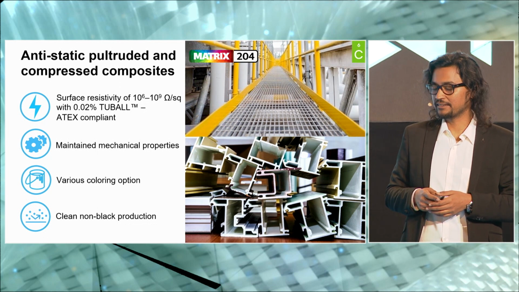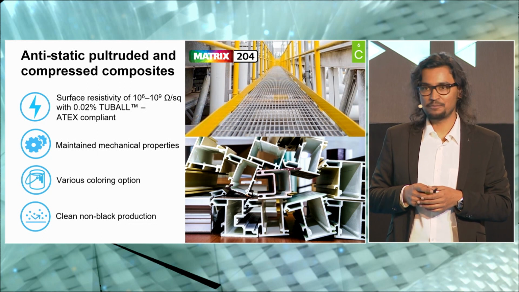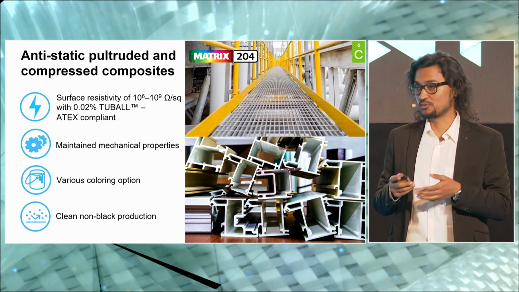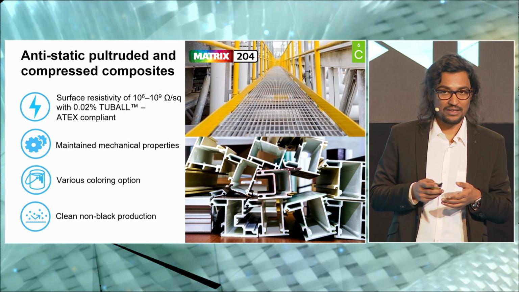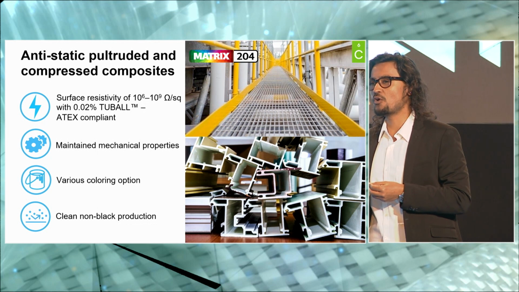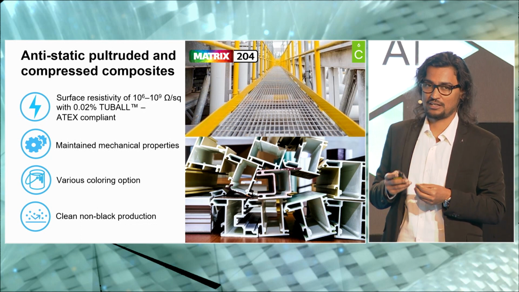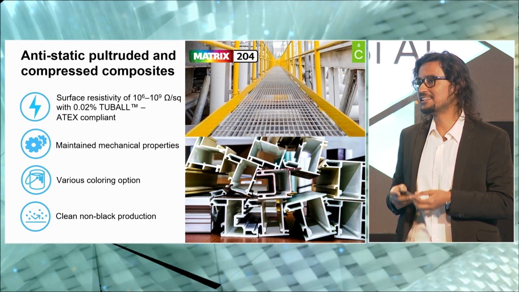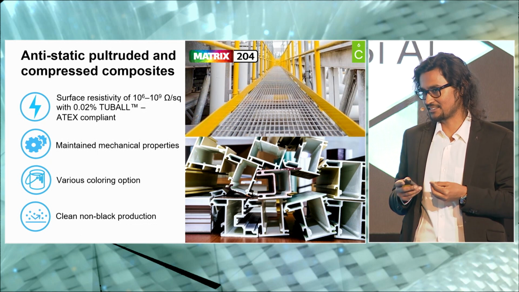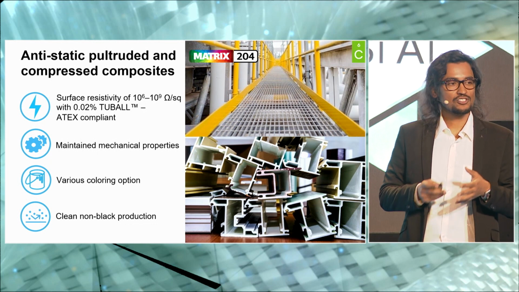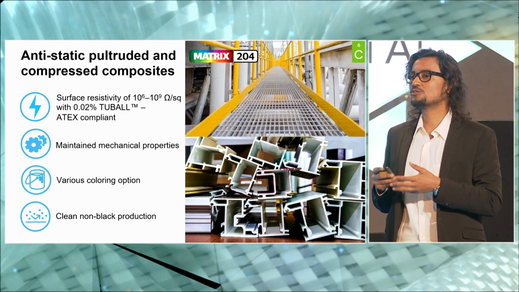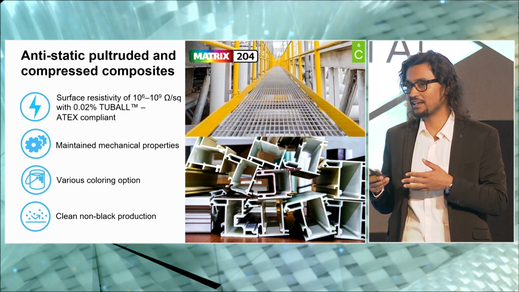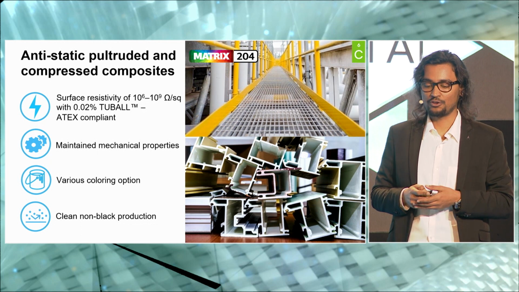Another example here is anti-static pultruded and compressed composite. Mind you, these are the lowest cost composites being produced right now. And by adding an extremely small dosage of nanotube, I am talking about to the tune of 50 parts per million, 100 parts per million, you can make these pultruded composites anti-static. Since you're adding such a low amount of nanotube, you can also add color to your parts. That means now you can have gray or yellow cable trays or gratings.